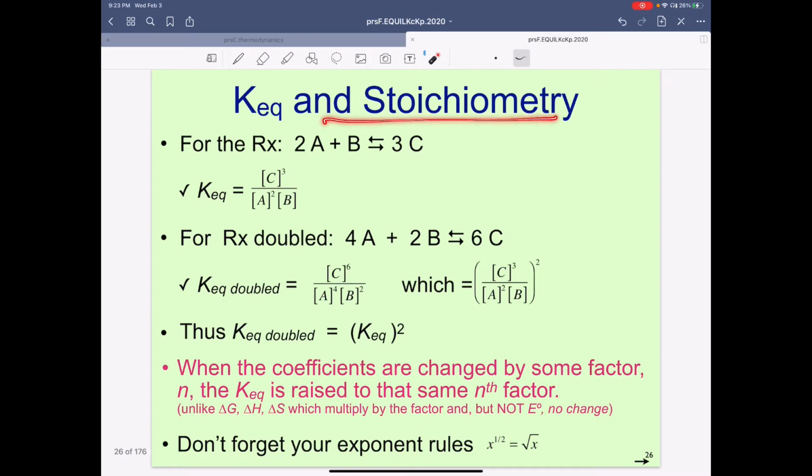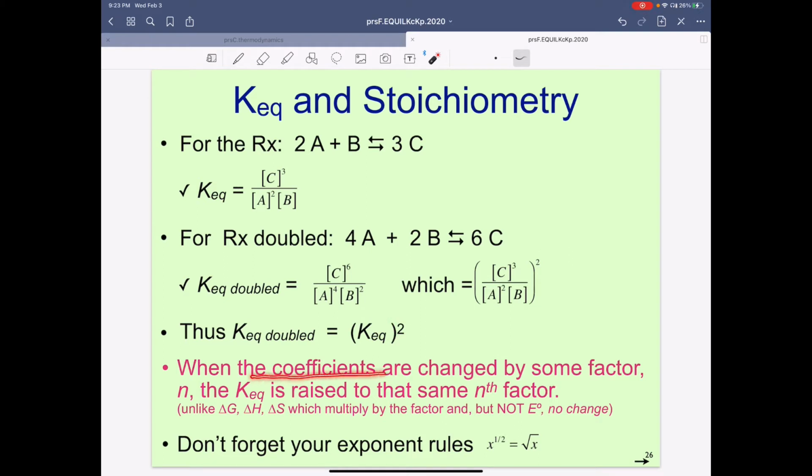What about if we change the stoichiometry? Same reaction here, we could write an equilibrium expression. What if we double the stoichiometry of the reaction? You would rewrite the equilibrium expression with those new stoichiometry values, which you could, of course, pull out the square. And here's the punchline. When we double, we would square the equilibrium constant.